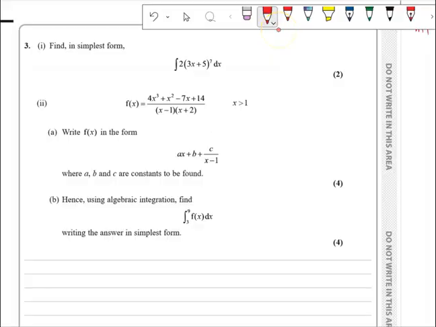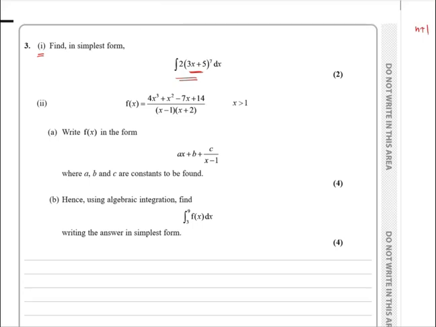All right, question three, part one. We have this integral. But what you realize about this integral is that this is a linear function. And if this function is linear, we have a simple formula that we can always use.